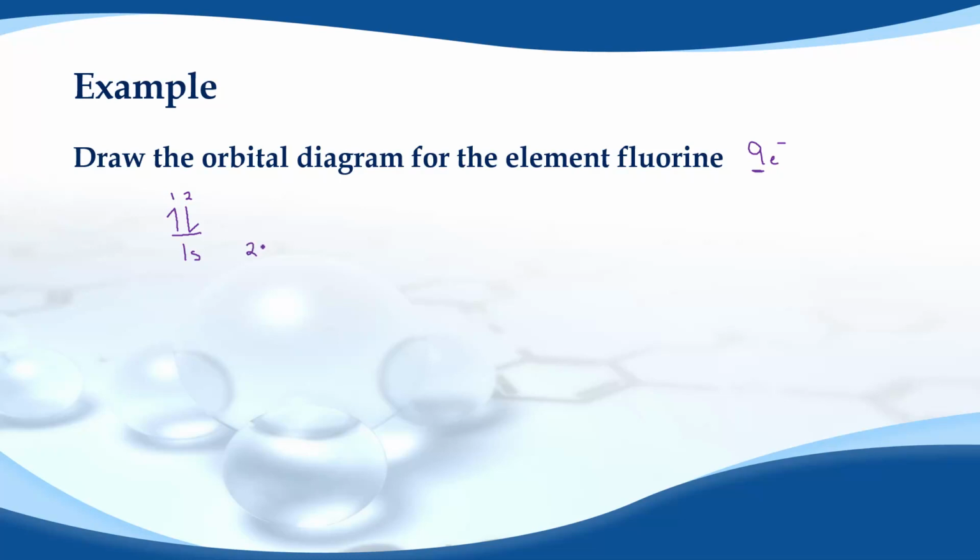According to our filling order diagram, that's going to be 2s. All s sublevels have 1 orbital, so I draw a line for 2s. I label it as 2s. My third electron points up. My fourth electron points down. Now the 2s sublevel is filled. After this is the 2p sublevel. P sublevels have 3 orbitals, so I'm going to draw 3 lines. I'm going to label them as 2p, and now I'm going to start putting in more electrons.